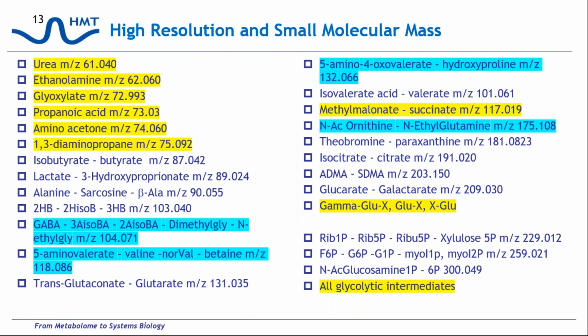These are some examples of some metabolites that are isobaric. You might be familiar with isobutyrate and butyrate, for example, alanine, sarcosine. Also exemplifies that the CE is very good at looking at small molecular weights, urea, ethanol, and glyoxylate as well. We also can identify various gamma-glu dipeptides and separate those from the dipeptides themselves due to the resolution capability of the capillary electrophoresis. And we can separate and identify all the glycolytic intermediates using capillary electrophoresis as well. The ones highlighted in blue are on the next slide.